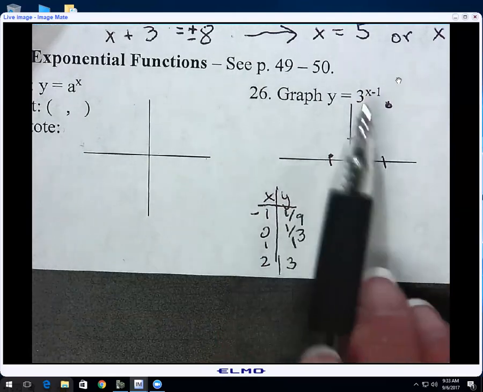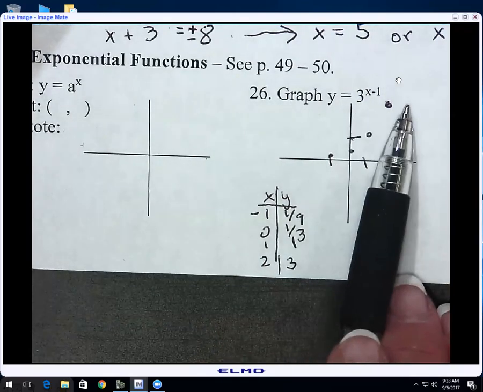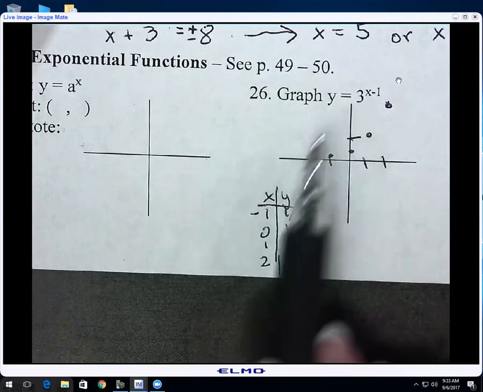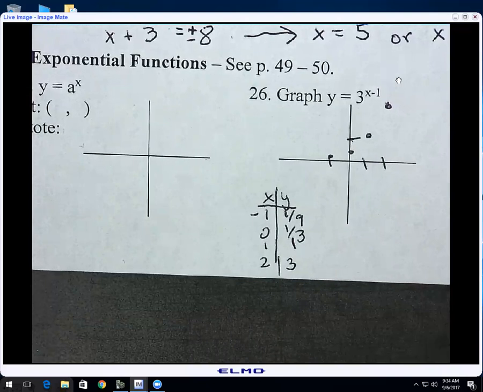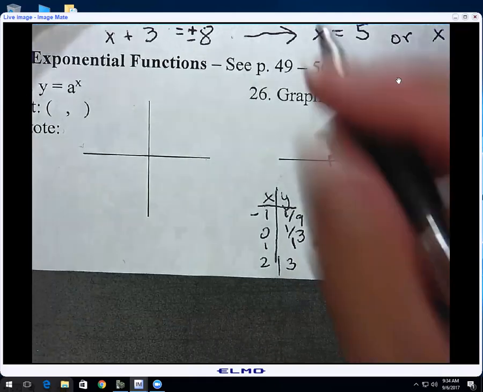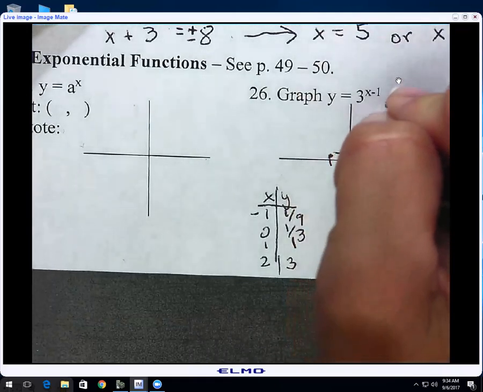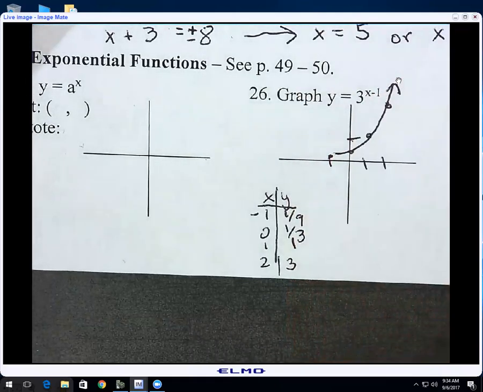What's going to happen as my x's get bigger and bigger? What do you think's happening to my y's if I let x be 3, then 4, then 5? They're getting big fast. Powers of 3: 3, 9, 27, 81, 243, they get big fast. So the right side of that graph is taking off very steeply.